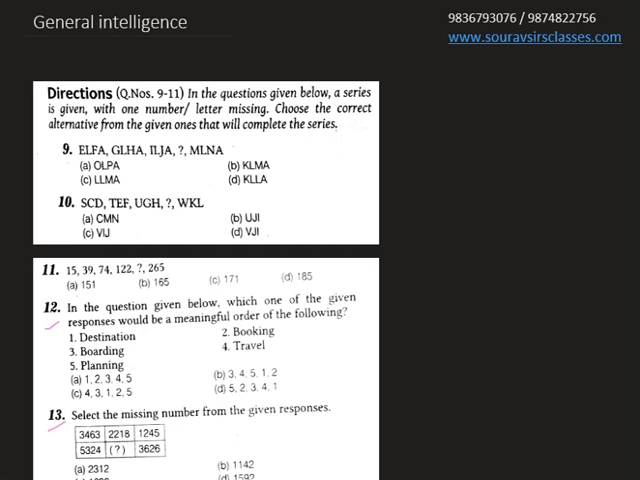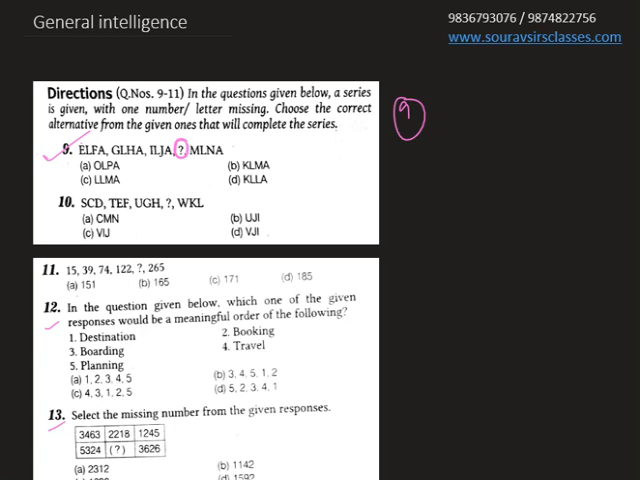Okay, so to start with the first question. Here we are given some clusters of alphabets and we need to find the question marked cluster based on a pattern inherent in these given clusters of alphabets. Okay.